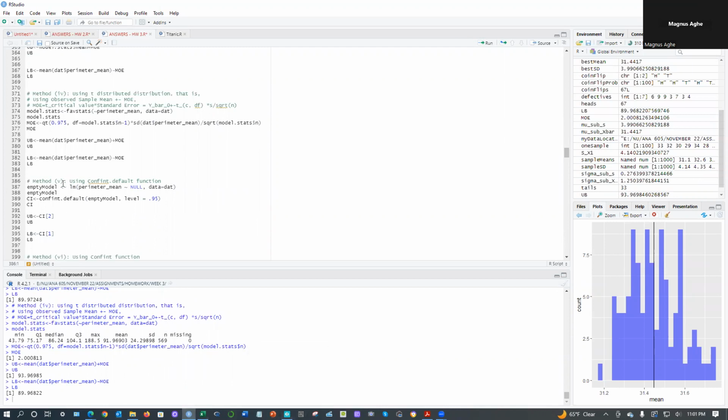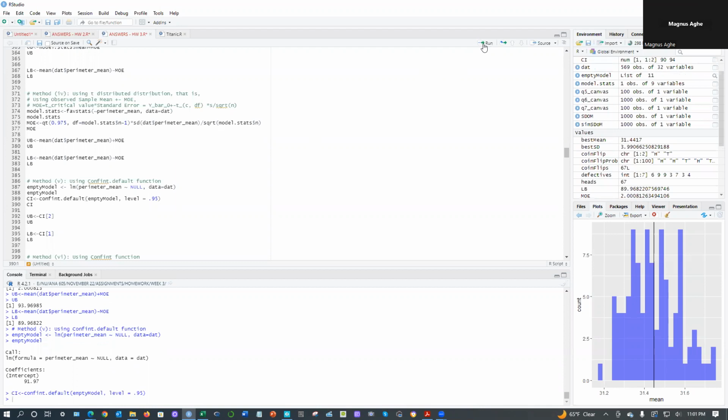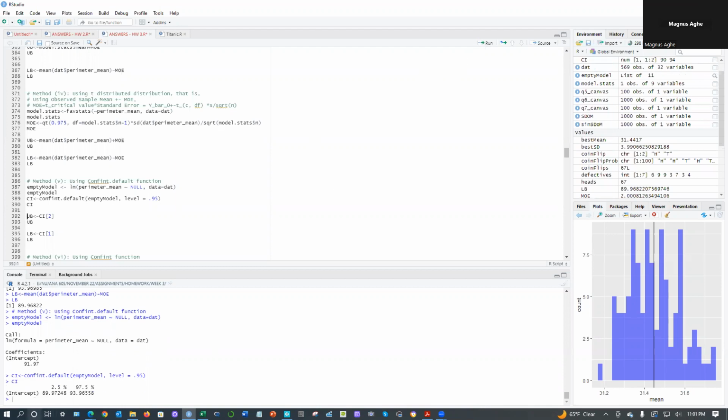You can use confint by doing what? First go to the confint default function. See, confint function, parameter mean null model. You already run the null model, the empty model, and use confint default on the empty model. You have to give the level, how much. That will give you the confidence interval in one shot. 2.5 to the left of that one, 97.5 to the left of that one, which is 89 to 93 again.